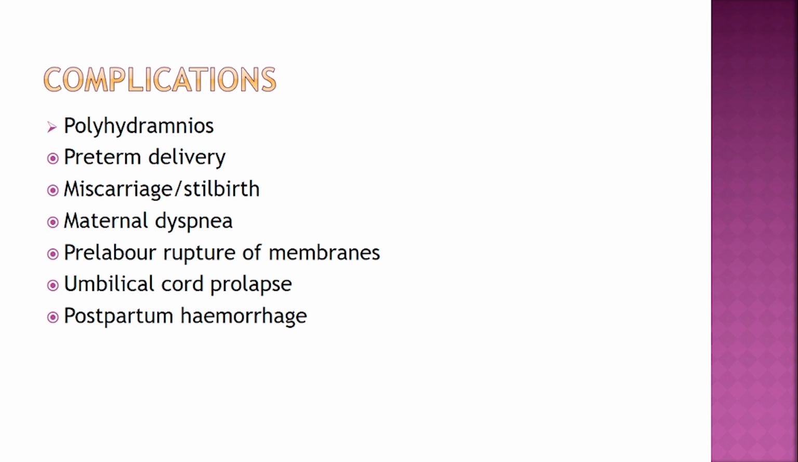Complications. What are the complications of polyhydramnios? Just like we have said earlier, it can lead to preterm delivery. It can lead to a miscarriage or a stillbirth. It leads to maternal dyspnea. The woman will not be able to breathe very well. It can lead to pre-labor rupture of membrane from over-distension of the uterus. Also, umbilical cord prolapse. When there is polyhydramnios, there is over-distension of the uterus, there can be pre-labor rupture of membrane and the umbilical cord can prolapse.